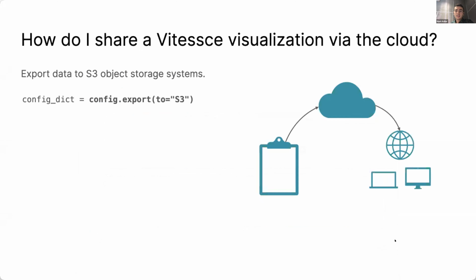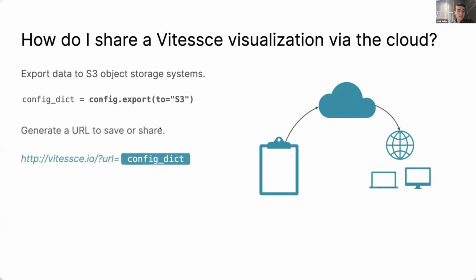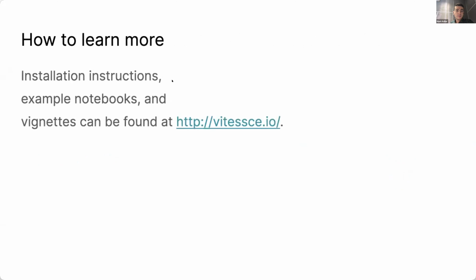And so once you've created your widget, you might want to export it to the cloud, and you can do this using the functions in the package. And you can even create a URL to share with your collaborators or to save for yourself. And then to learn more about Vitessce, we have installation instructions and example notebooks at vitessce.io.